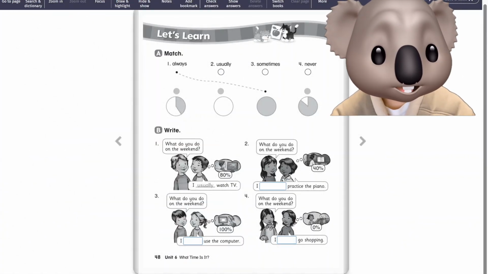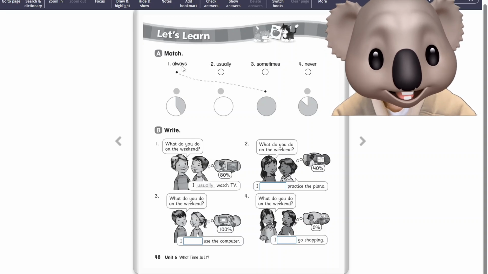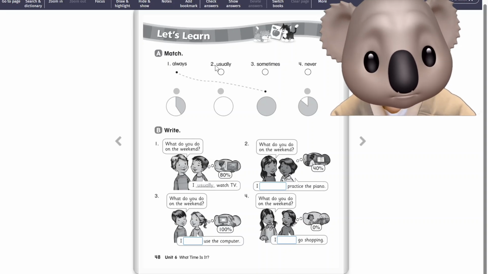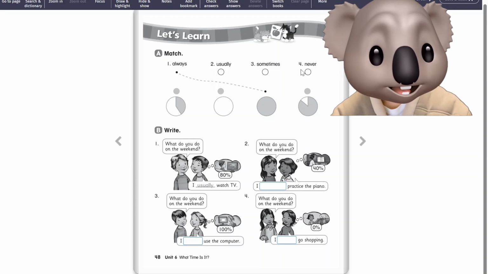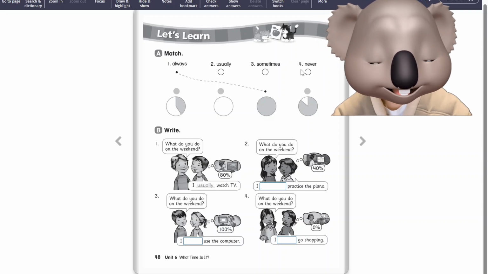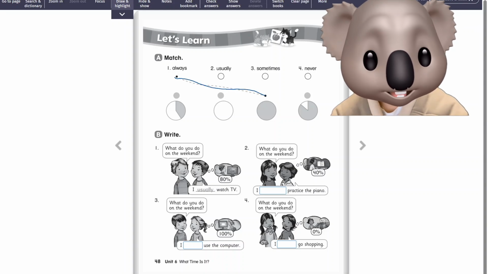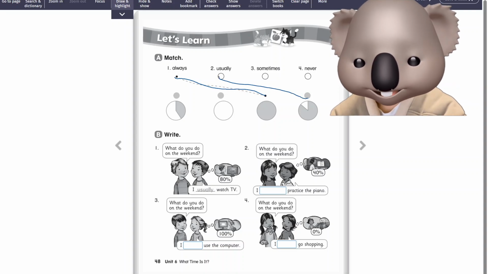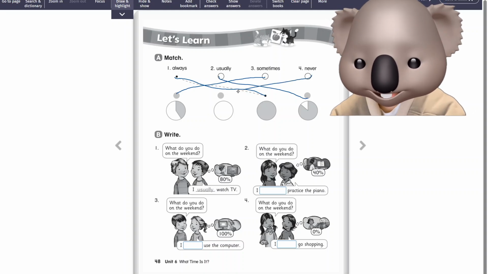On page 48, the directions say to match. In number 1, the word says always, 맨날. Number 2, usually, 보통. Number 3, sometimes, 가끔. And number 4, never. So we'll match the word with the circles that show how often, 얼마나 자주 하는지. Ready? Number 1 is always, so the whole circle will be gray. Number 2, usually, so we'll match it to this one. Sometimes, 가끔, and never, right here.